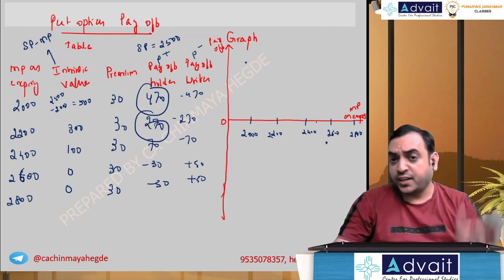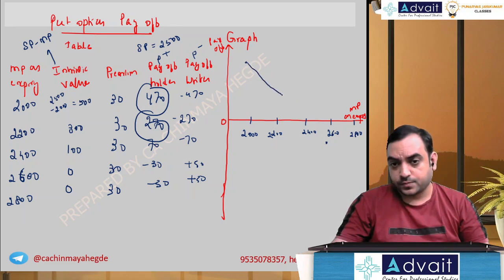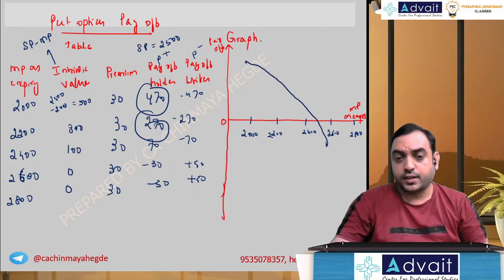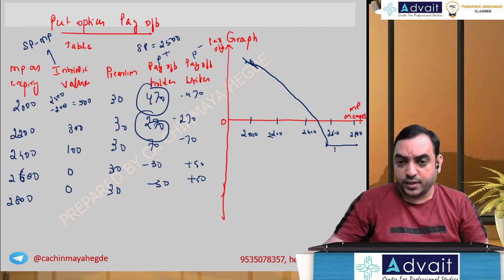At 2500 it should take a turn. After the strike price, it should take a turn. Okay, this is better. Assume it's a straight line. Okay, it becomes flat like this. So here also, limited loss.